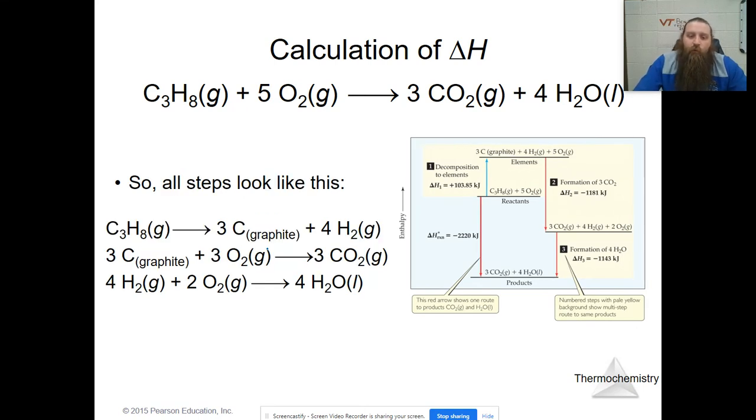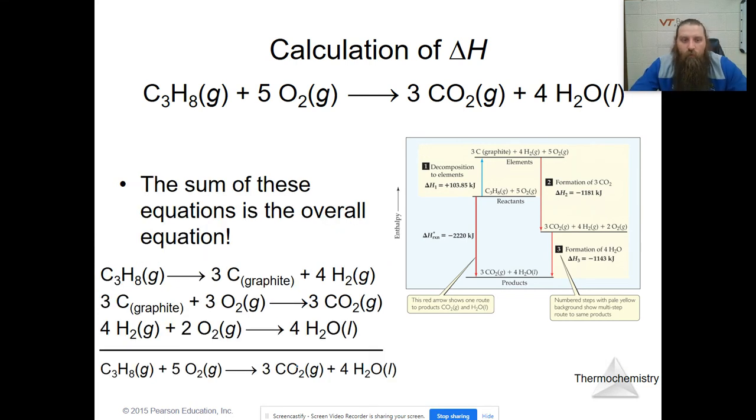So if we look at the three steps, we've got number one, the breakdown of propane into carbon and into hydrogen. Number two, the combination of graphite, right, carbon and oxygen to make CO2. Number three, hydrogen and oxygen coming together to make water. If I can sum those three equations, and I get my overall reaction, I know I did it right. So how am I doing that? You look at what's on both sides of the reaction arrows, and you cancel out like terms.